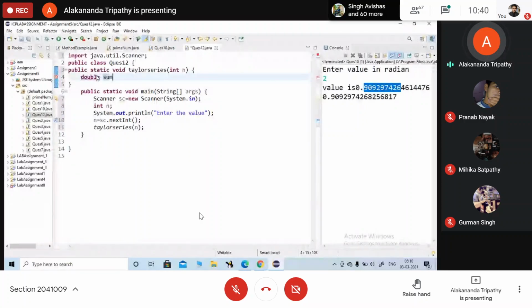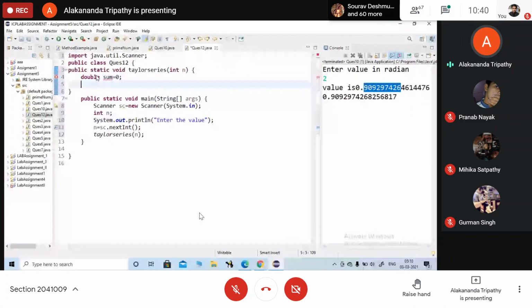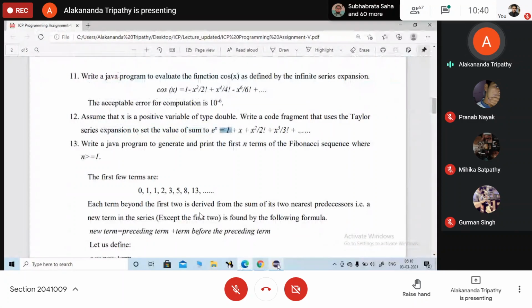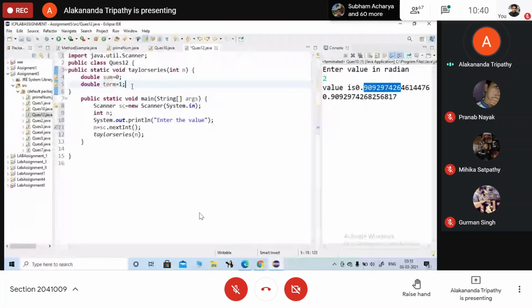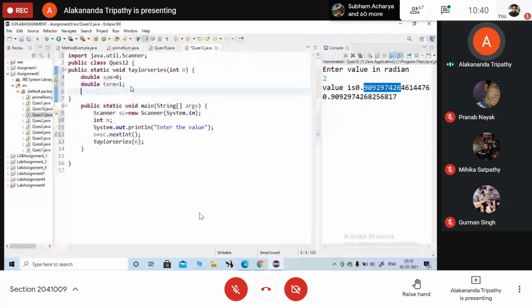Double sum is set as 0. Then double term is equal to 1. As the series here, the first term is 1, so we are going to set the value as 1. Then int i is also 1.